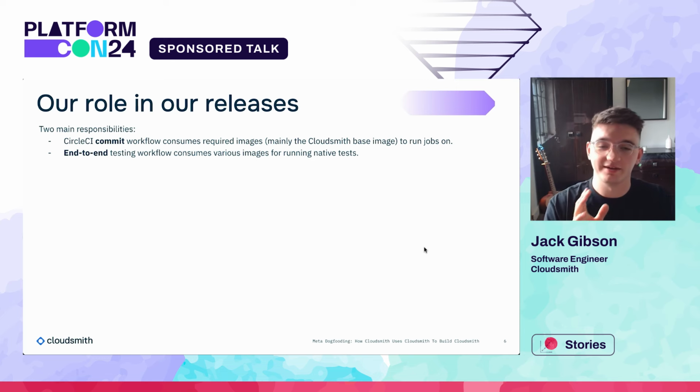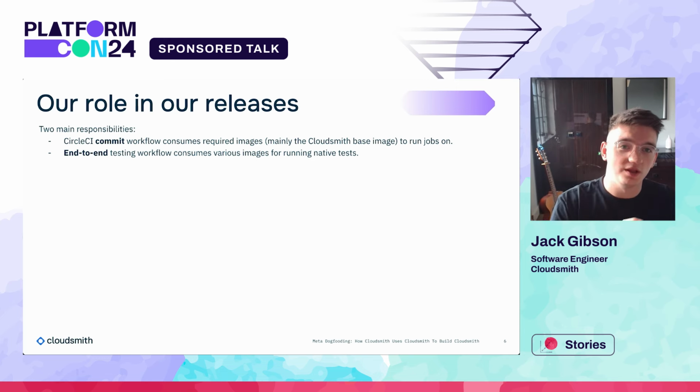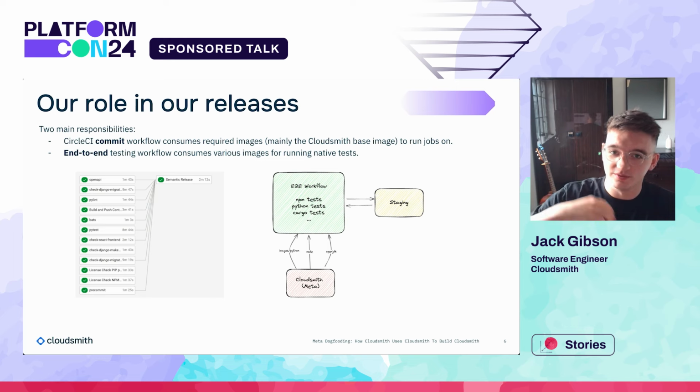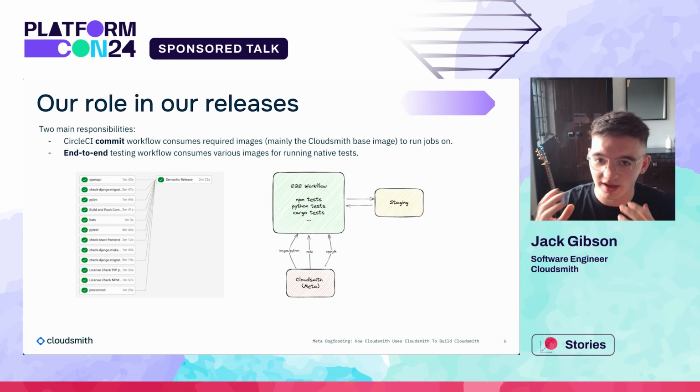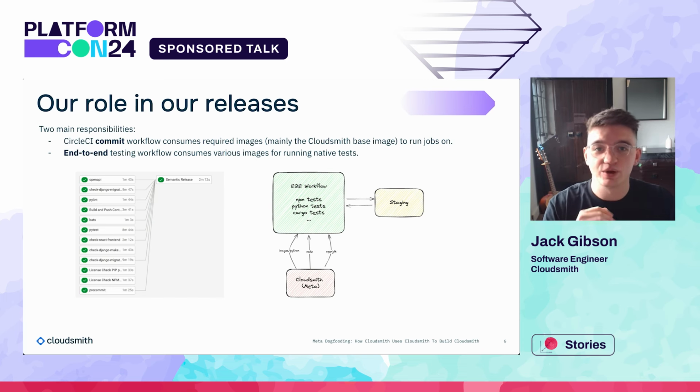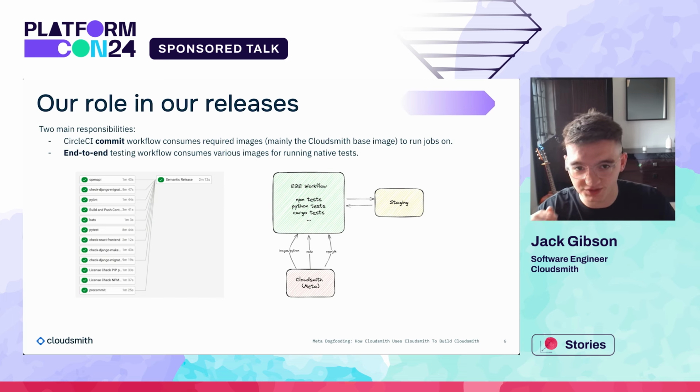So Cloudsmith's role in Cloudsmith releases, that's a bit of a mouthful to say, is really two main critical areas. And the first is after merging to main. As I mentioned previously, developers are ready to go and they want to ship the software that they've built. So once that happens, a commit workflow is kicked off using CircleCI. That's the CI/CD tool that we ultimately use. And here it pulls essential images from Cloudsmith to run jobs on top of.